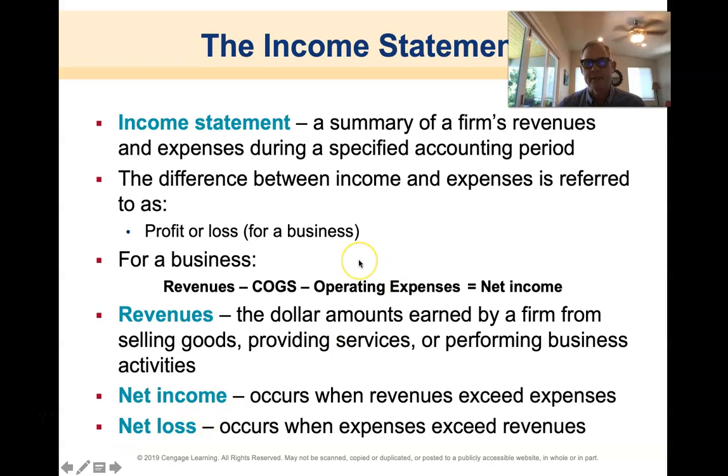The income statement is a summary of a firm's revenues and expenses during a specific accounting period. For a business, the income statement looks like this. It's all revenues or sales minus cost of goods sold minus operating expenses equals net income. Revenues are the dollar amounts earned by a firm from selling goods, providing services, or performing business activities. So those are our sales. Our net income occurs when revenues exceed expenses. Our net loss occurs when expenses exceed revenues.